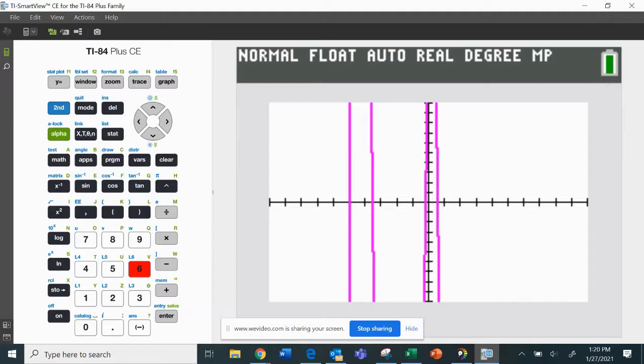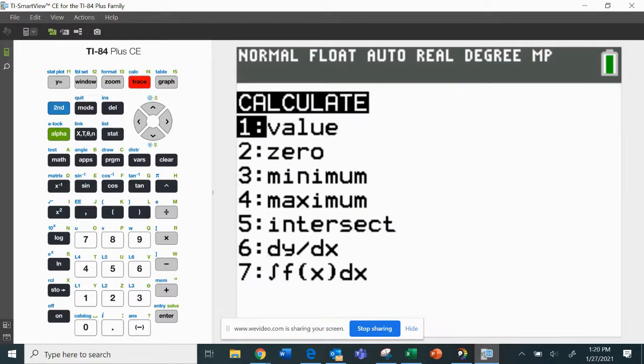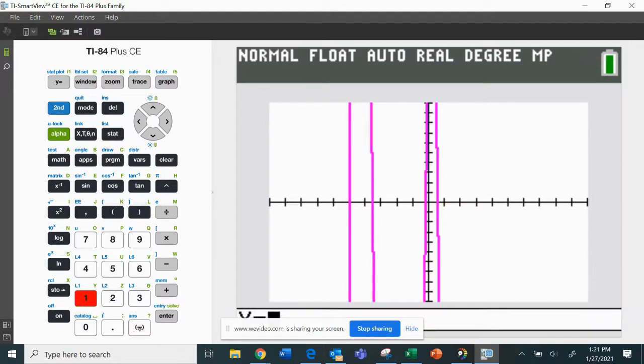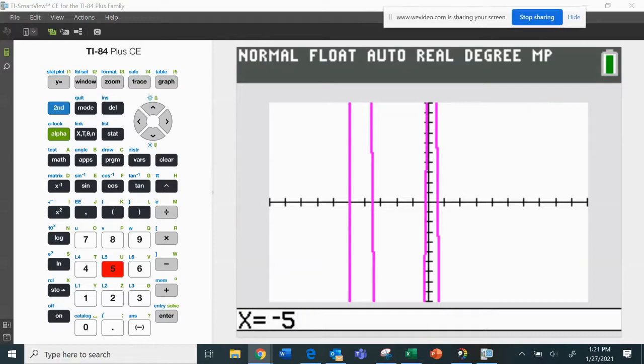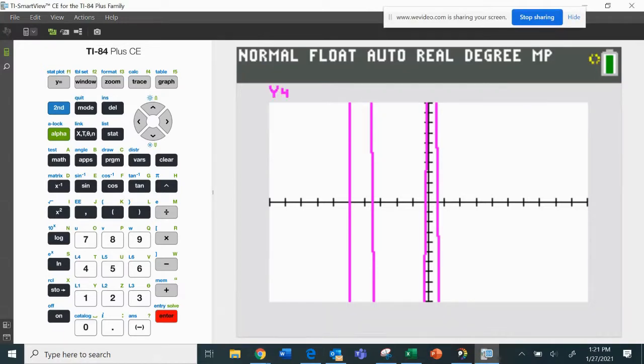Okay, the first one, does that first one kind of look like it's an exact integer? It does to me too. So let's do second trace and pick value. This is a short way. If I think it's -5, I'm going to type in -5, and it will tell me, yes, it is -5. -5 is a 0. So I'm going to go back.